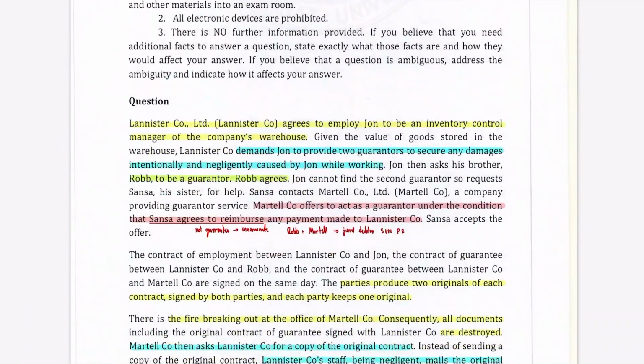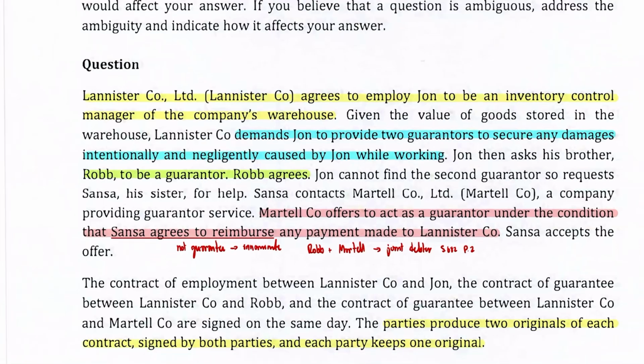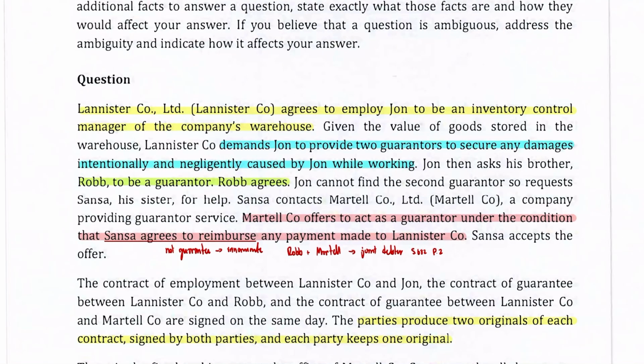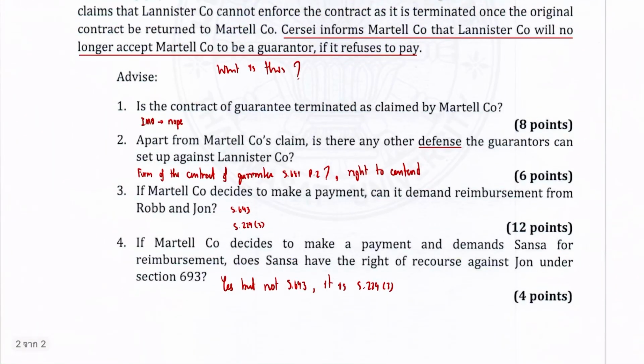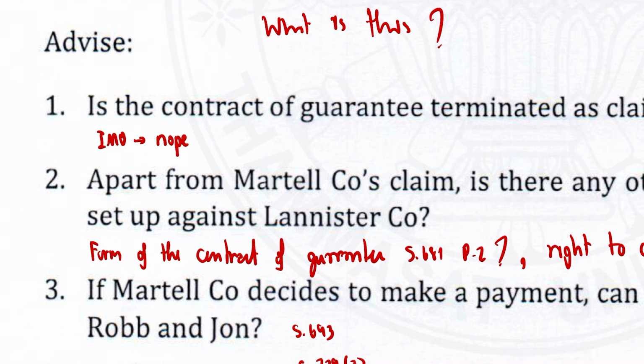If we look again, we can see that the damage to be secured in this case is the damage intentionally and negligently caused by John while working. What does this mean? It means that the damage does not yet occur. It is a future obligation. And we can see that there is no fact saying what information was included in a guarantee contract between the guarantor and the creditors. This means that one kind of defense that may be raised is from the contract of guarantee itself, from section 681 paragraph 2.